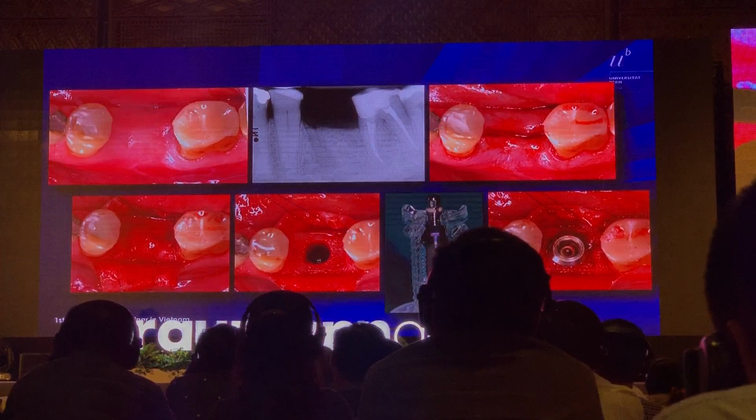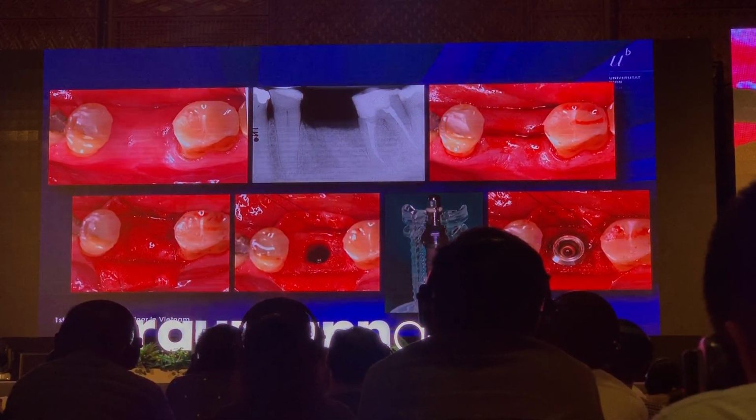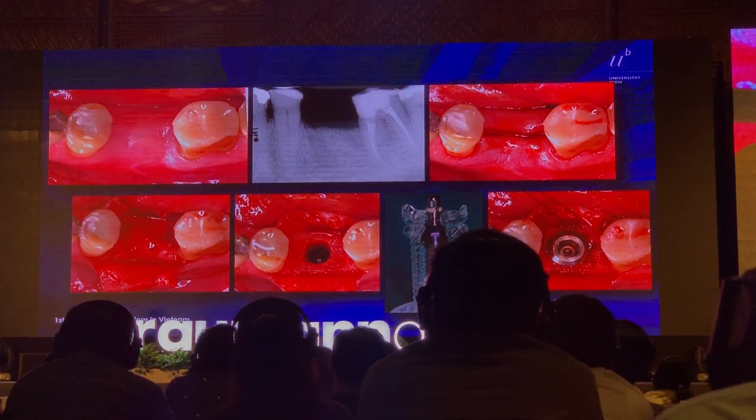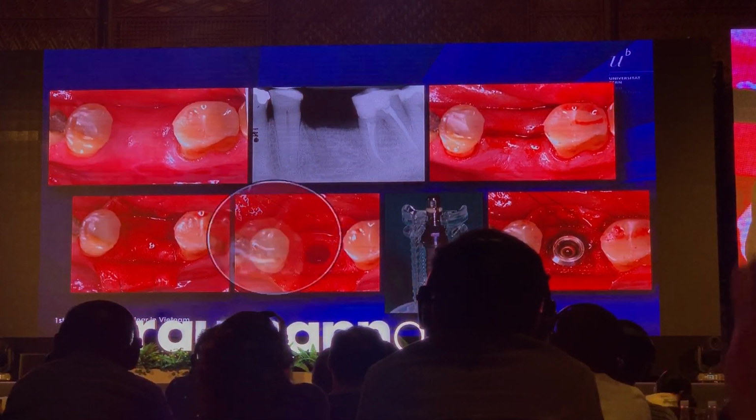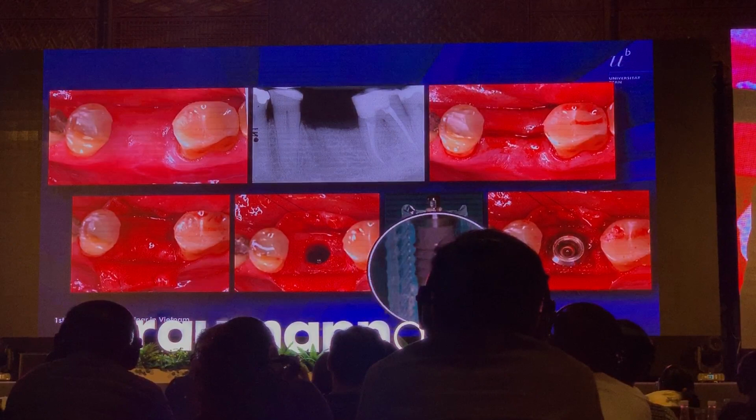smoothing of the crest, implant preparation, insertion of implants normally. And then you see here, that's the typical for this hydrophilicity. Look here, these implants are wet.